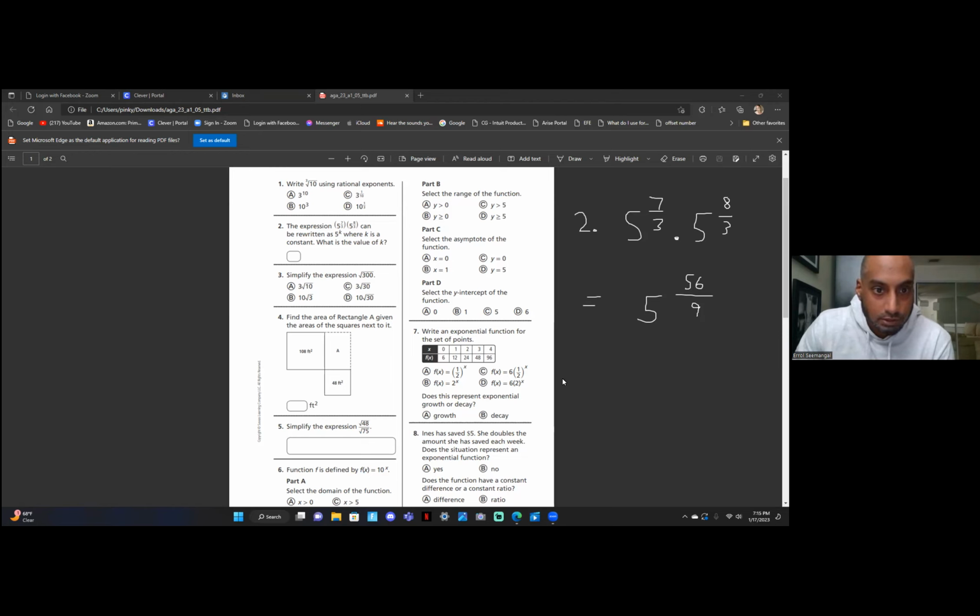All right. Number three, simplify the expression root 300. Okay, so here's number three, root 300. How can we simplify root 300?